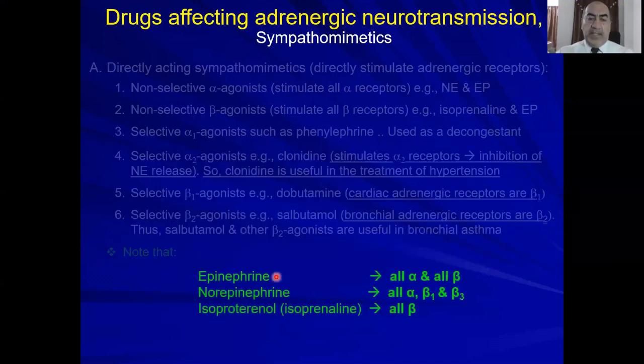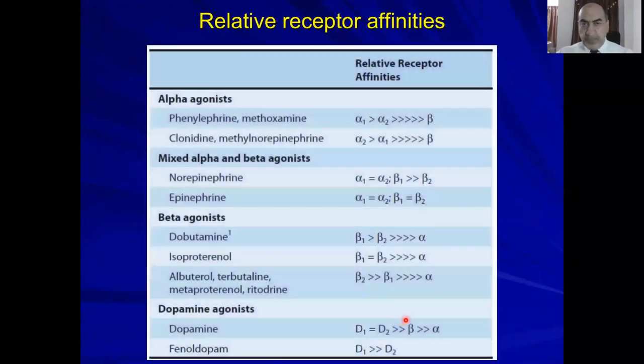So finally, just a little recap regarding norepinephrine, epinephrine, and isoproterenol. Epinephrine activates everything, all alpha, all beta. Norepinephrine activates all alpha, beta 1, and beta 3 with very minor effect on beta 2. Isoproterenol activates all beta receptors, beta 1, 2, and 3. More details on these receptor affinities.